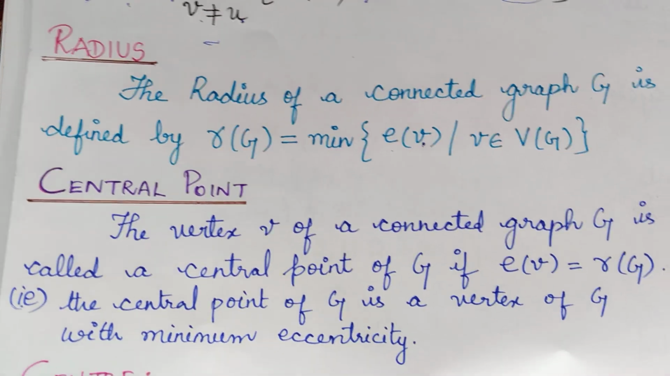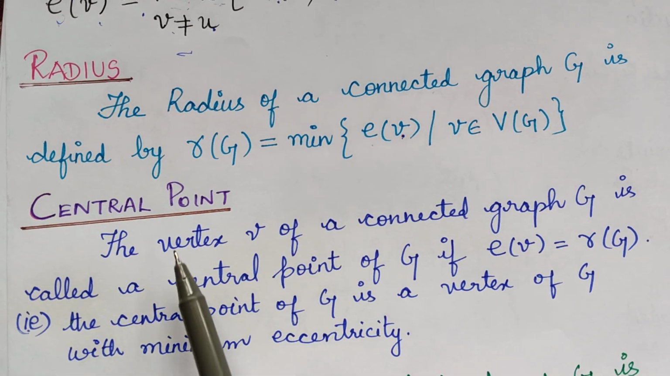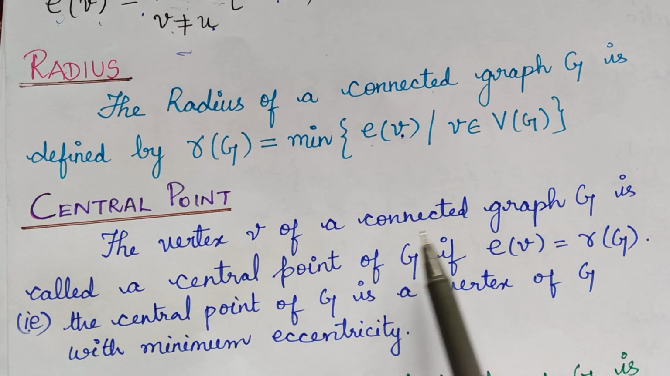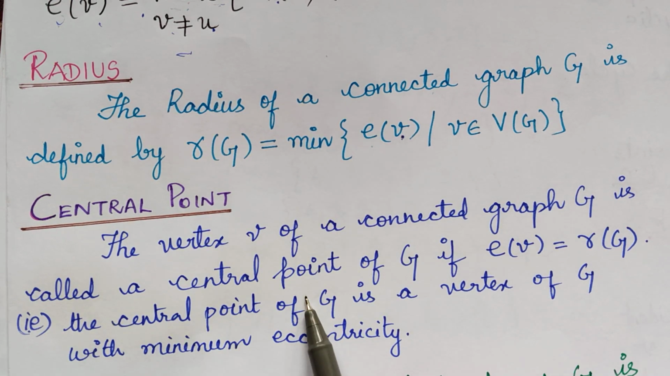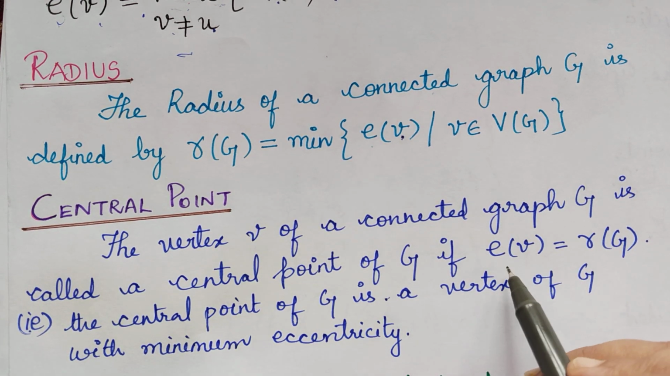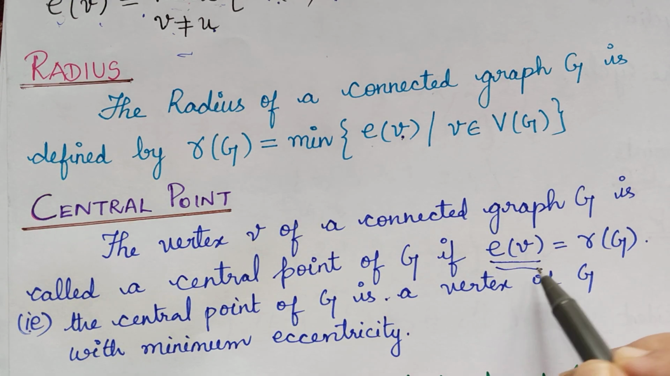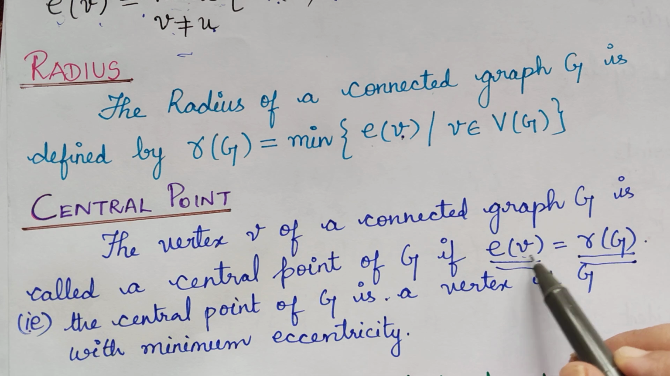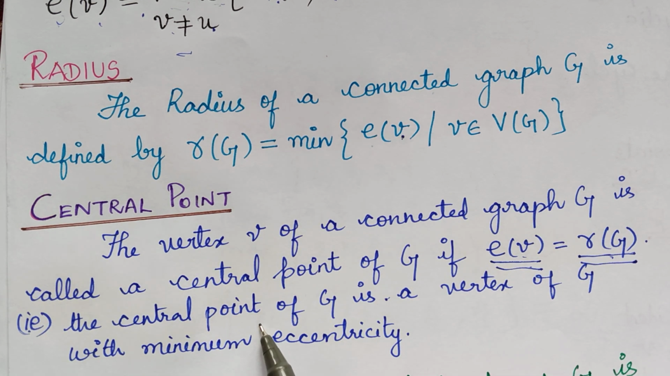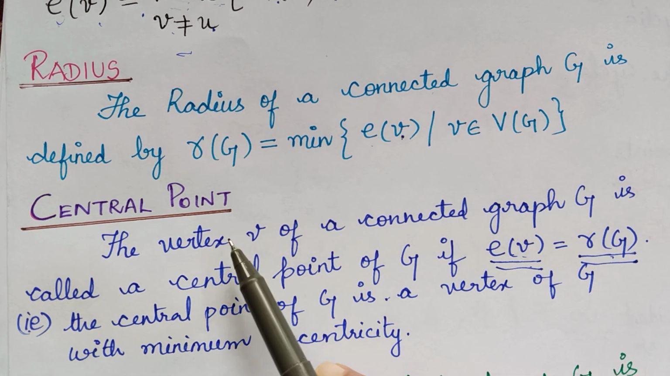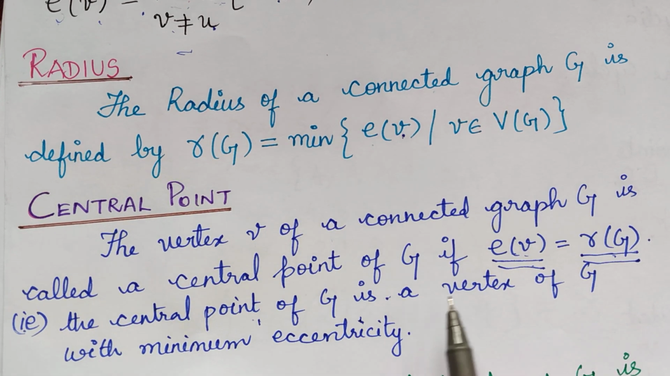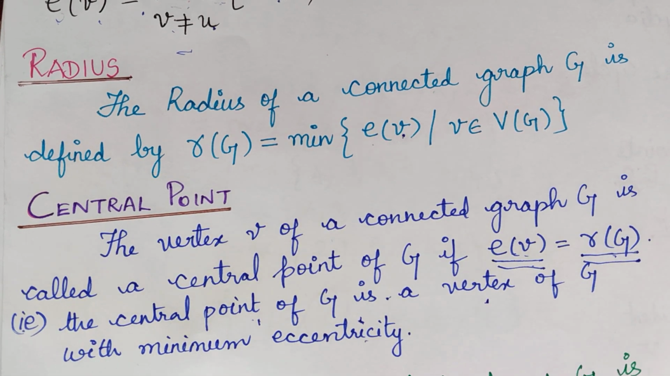So the next is the definition for central point. Which point is known as the central point for a graph? The vertex V of a connected graph G is called a central point of G if the eccentricity of V is equal to the radius of the graph. If this coincides, then V is said to be a central point. You can also say that the central point of the graph G is a vertex of G with minimum eccentricity.